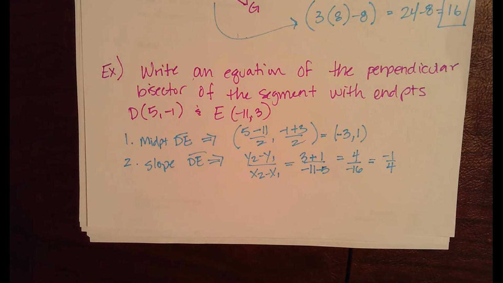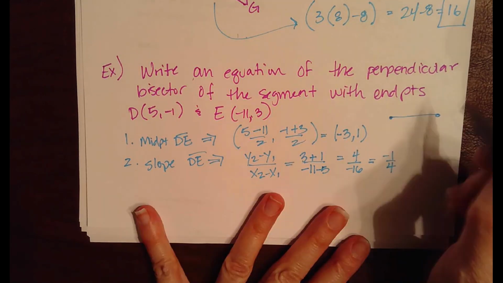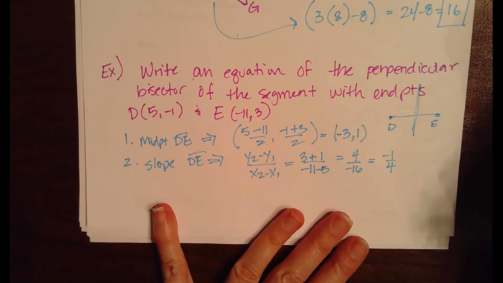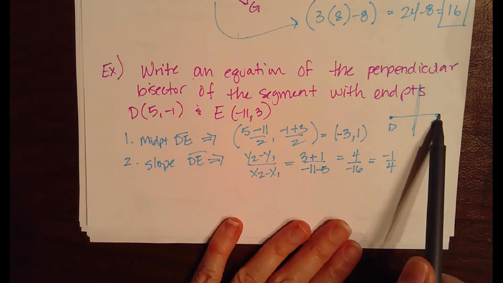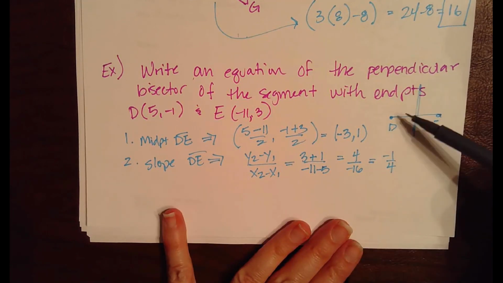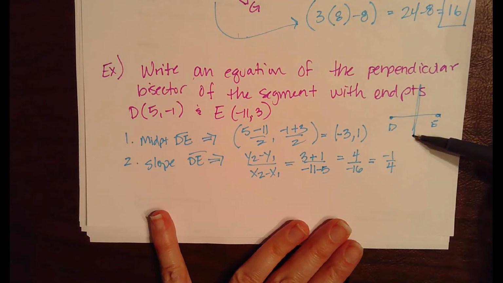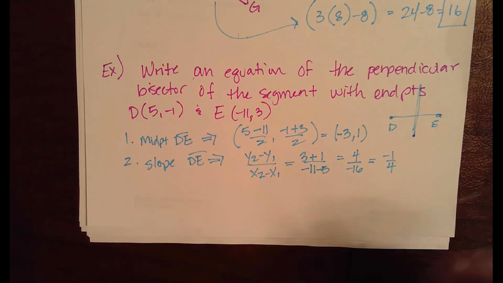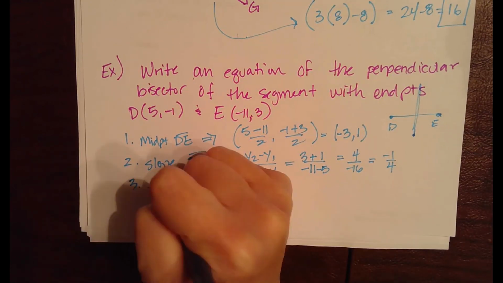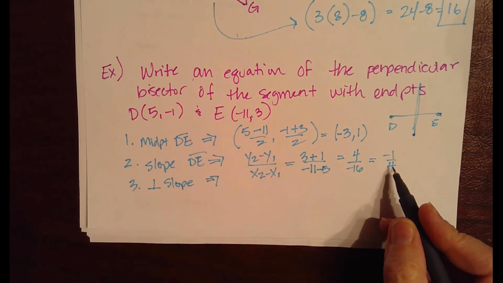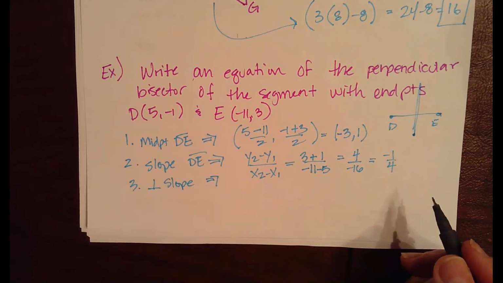All right, so imagine you have this line segment D to E. So here's D, here's E. You want the equation of the perpendicular bisector. Well, you don't want the slope of DE. You want to know that this line here, the perpendicular bisector, has to be perpendicular to this one. So we want to now find the perpendicular slope. All that means is that we're going to take this slope, this -1/4, and take the opposite reciprocal, which in this case is 4.